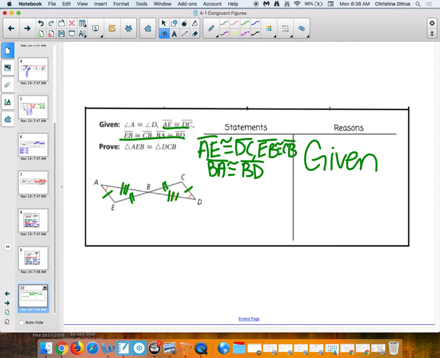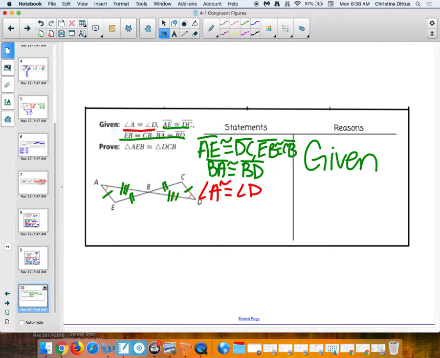Sweet. We got all 3 sides. So our sides are done. Okay? Have I used everything in my given? No. So let's add the last chunk. Angle A is congruent to angle D.